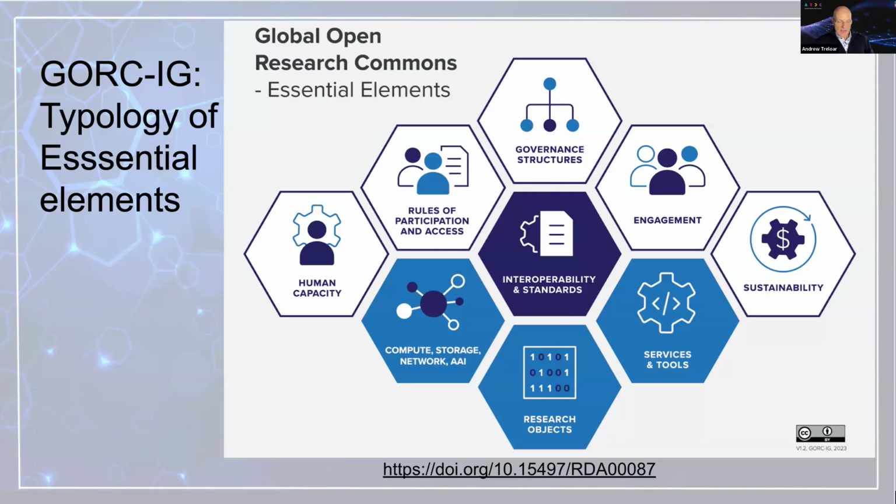So the interest group is probably best known for this thing, which we call the typology of essential elements, which is why none of us work in marketing. Some people call it the hexagon diagram. And this was us looking at a series of existing commons and trying to abstract out of that what are the essential elements that each commons should have. Now, this diagram doesn't say how you should do each of these. It just says you should have all of these things. It's a little bit like your food groups.